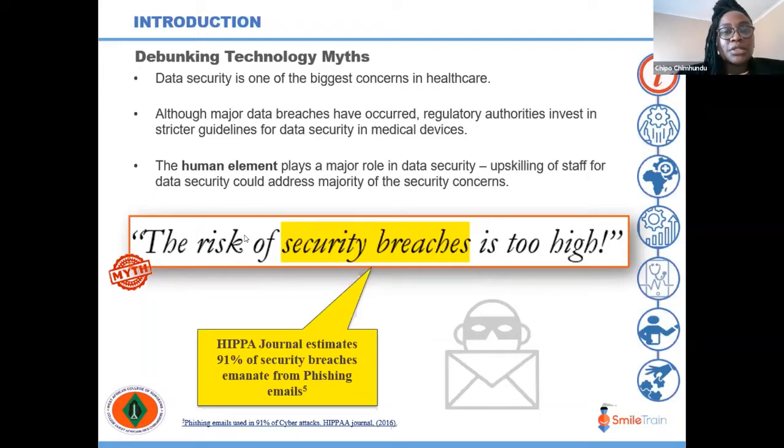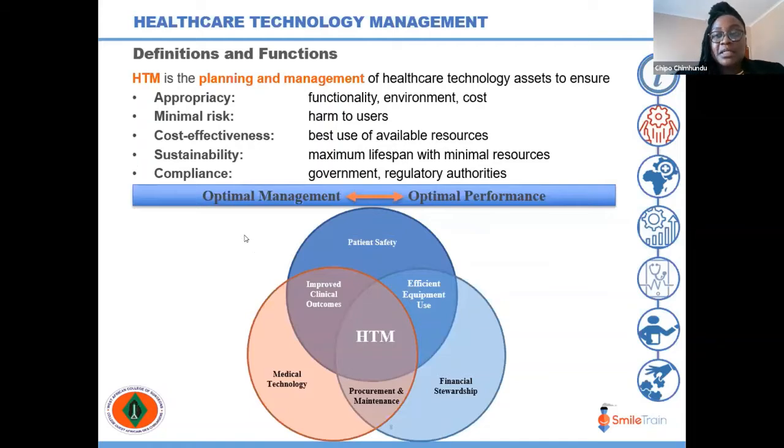I would also like to move into a bit of theory. Please bear with me, but it's part of our discussion on how we think around healthcare technology and how it serves us. With healthcare technology management, essentially we are talking about the planning and management around healthcare technology assets. We are trying to cover a few things.